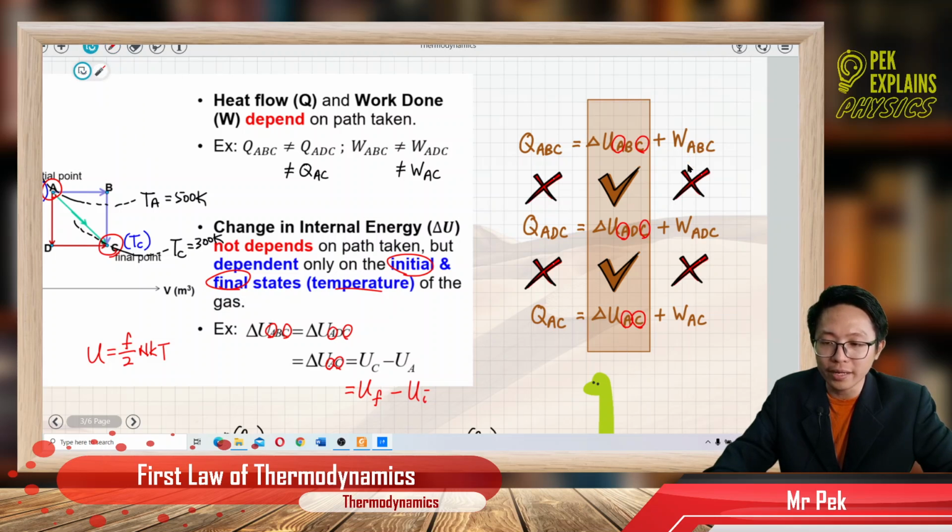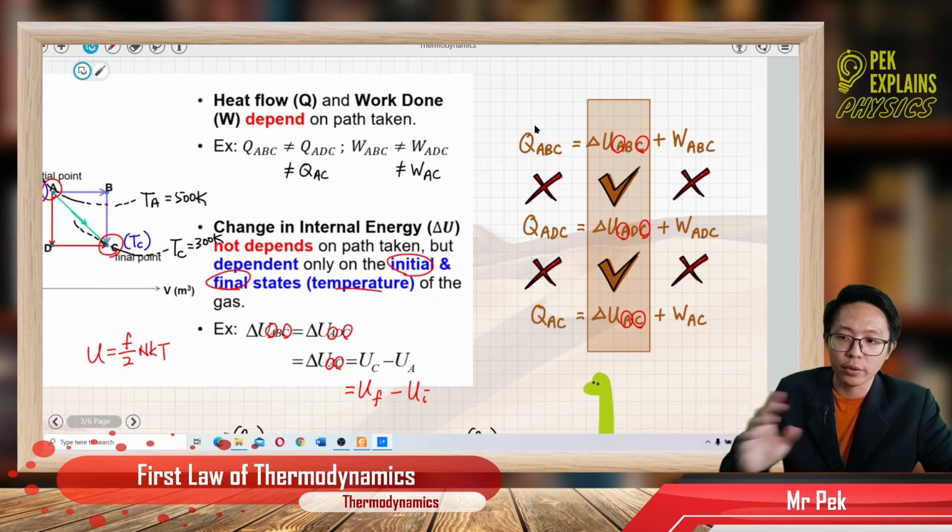But how about the work done? Let's talk about work done first, before we go to the heat. This is Q equal to delta U plus W. This is the first law of thermodynamics. Okay, let's talk about work done now. Why is it different? I put a cross to mean they are different. The work done of ABC is different from the work done for ADC, and also different from the work done of AC.